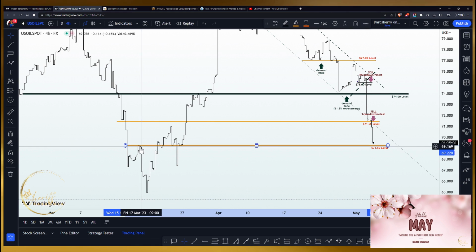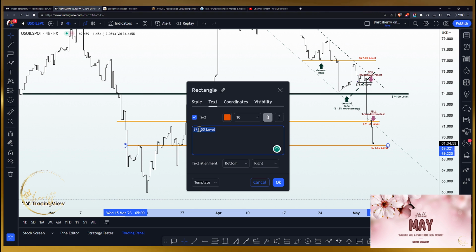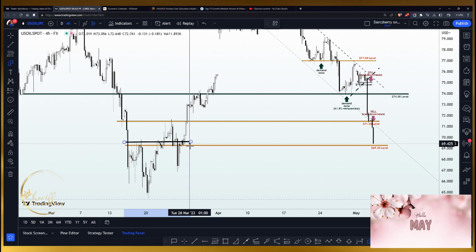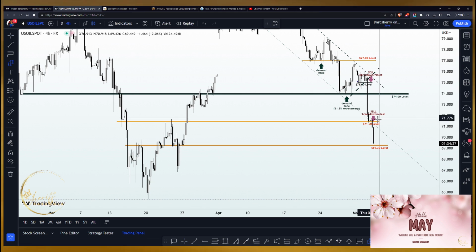So we have a structure here at the $69.30 level, which I would like to label for the sake of clarity. So let's label it $69.30 level, as you can see here. So bring back our candle chart. You can see how that level had been a major determinant of price action in the month of March. As you can see here, right now price is approaching that structure.